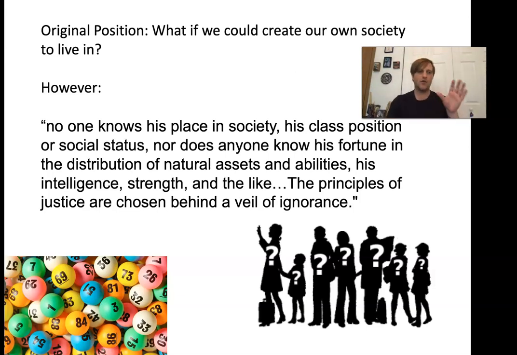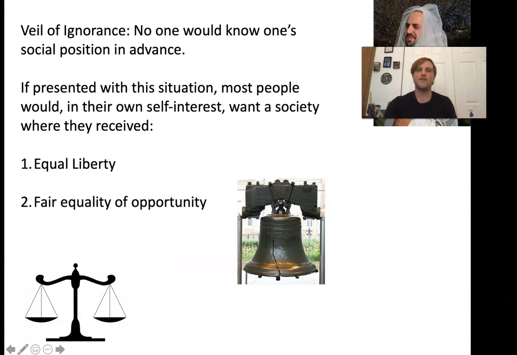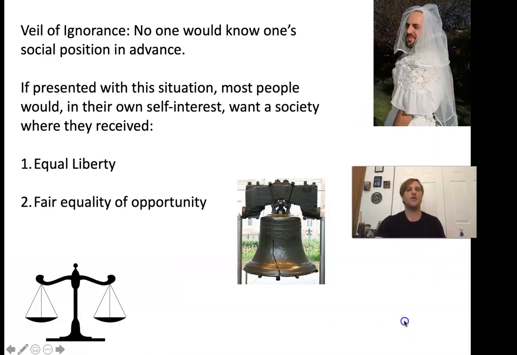And he says you develop in this thought experiment these principles of justice behind what he calls this veil of ignorance. So the veil of ignorance is this idea that no one would know their social position in advance. He spends a lot of time discussing this, looking at the way in which people think and looking at other philosophical perspectives and so on and so forth.